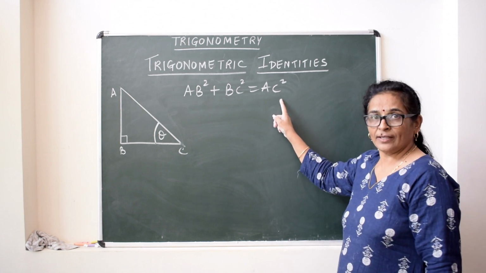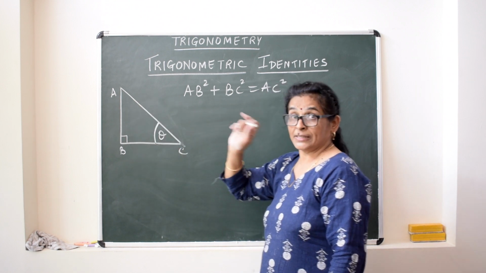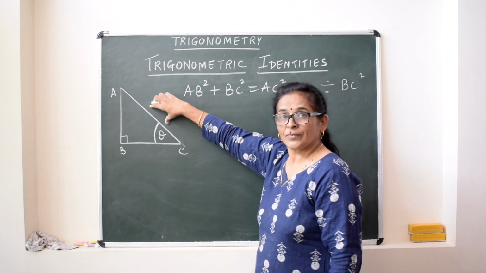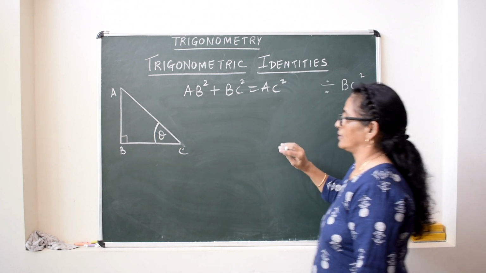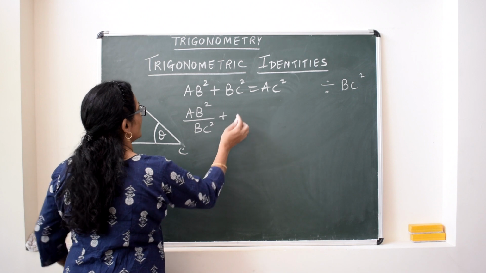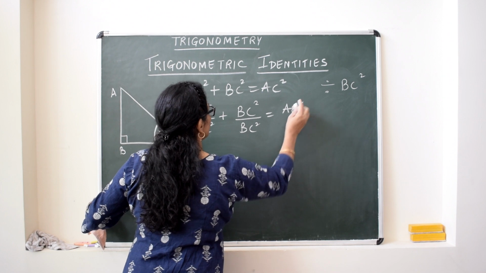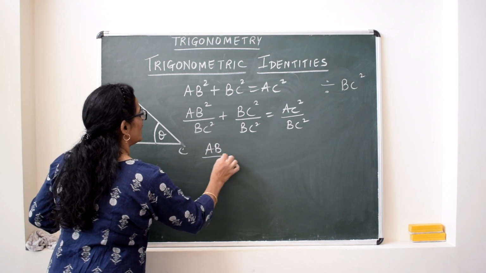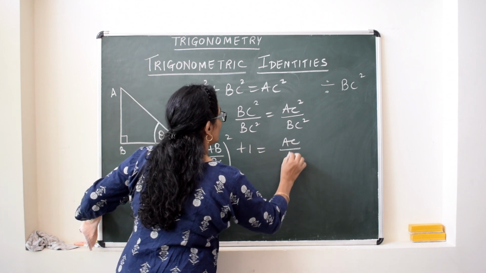The same equation we have written, same condition by Pythagoras theorem, AC square is equal to AB square plus BC square. This we will divide the whole equation by the second side square. First we took AC square and divided. Now we are taking BC square, and the whole equation will be divided by it. So this will be AB square by BC square plus BC square by BC square is equal to AC square by BC square. Now this we will rewrite as (AB by BC) the whole square plus 1 is equal to (AC by BC) the whole square.